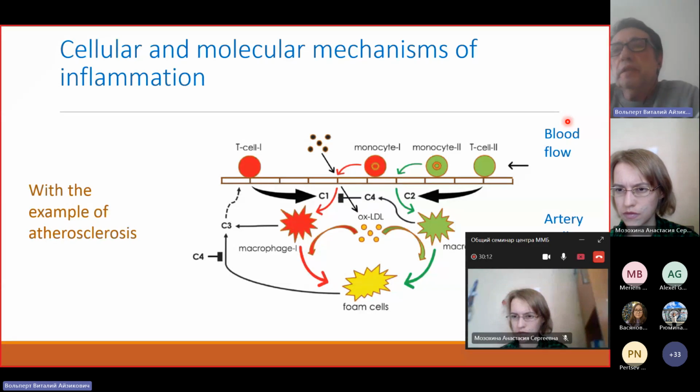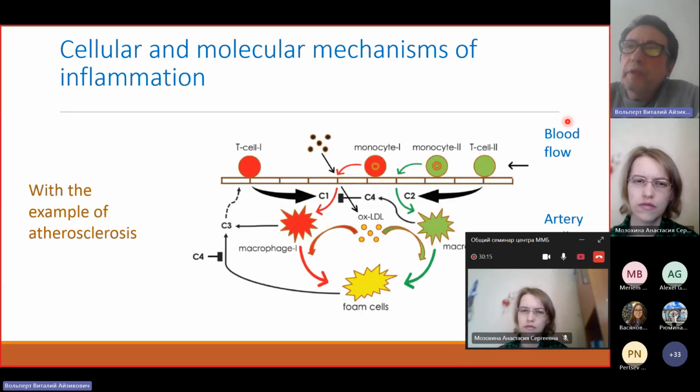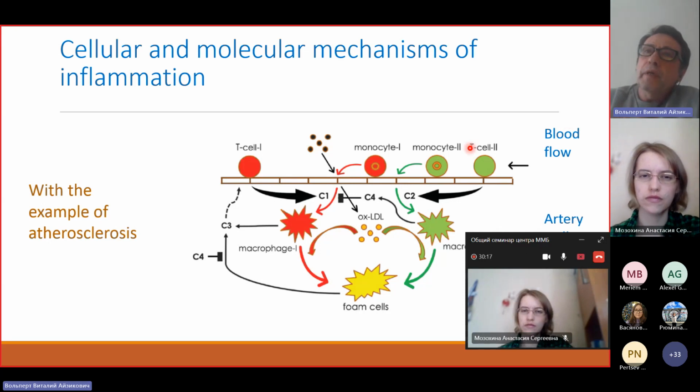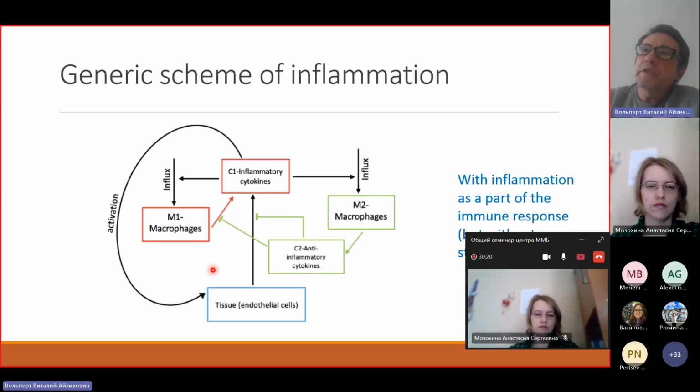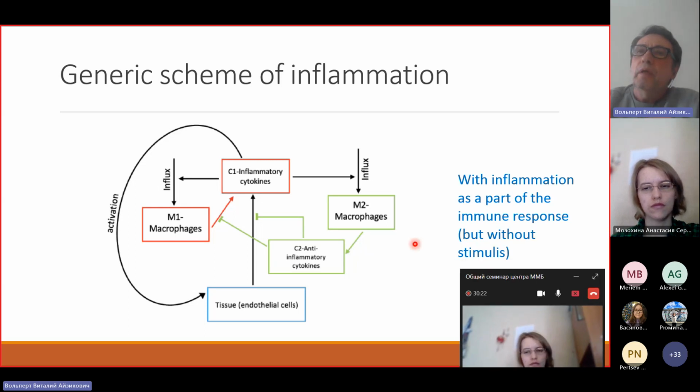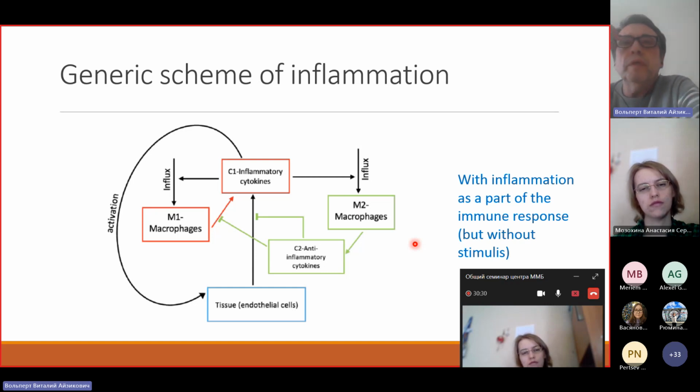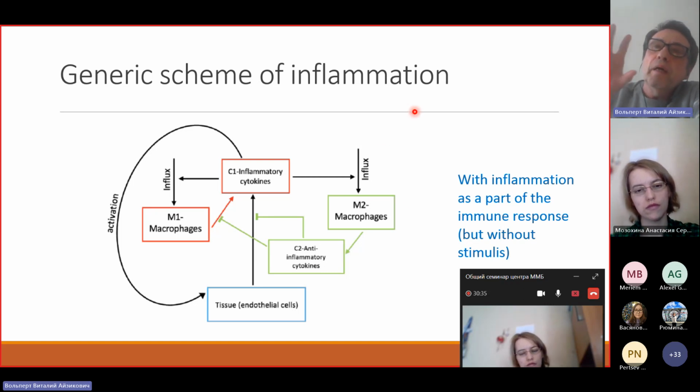So we see here that there is a competition of two factors, pro-inflammatory and anti-inflammatory. This is shown schematically in this slide. Already here we talk not particularly about atherosclerosis, but about what we call the generic scheme of inflammation, because we take this inflammatory part of these processes, but we don't discuss how it was initiated, by what disease. So it's only the inflammatory part.